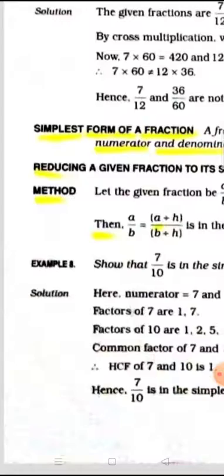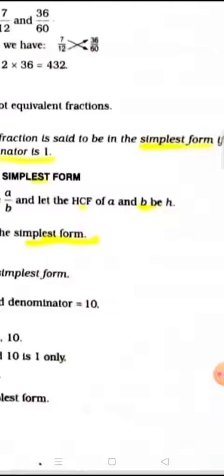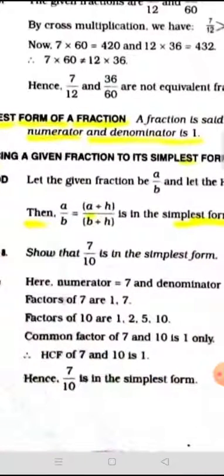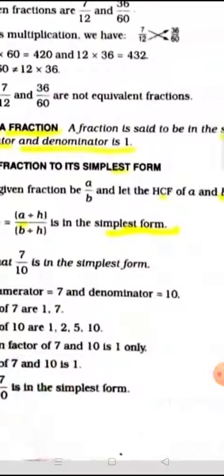See the next topic, simplest form of a fraction. A fraction is said to be in the simplest form if the HCF of its numerator and denominator is 1. To reduce a given fraction to its simplest form, you have to find the HCF and then divide the fraction by the given HCF to get its simplest form. Now I am going to take questions so that you can understand easily.